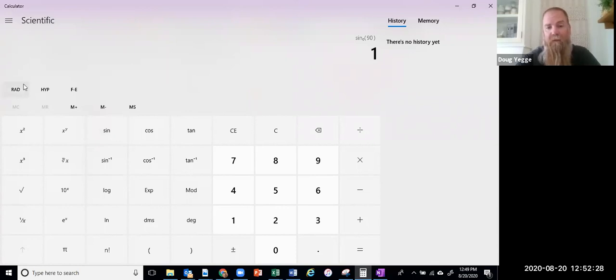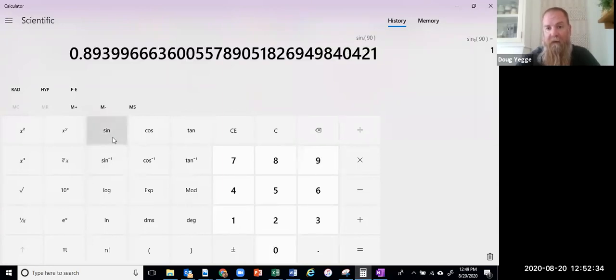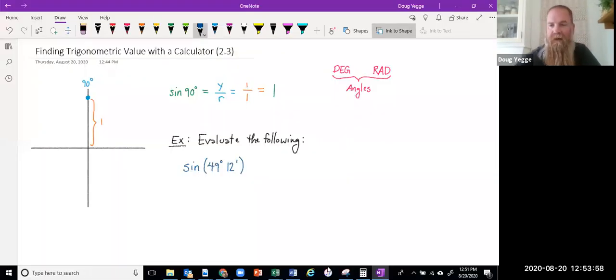Now I'm going to change this to radian mode and just show you what would happen if I try this again. If I type in 90 and sine, now it's not 1 anymore. It's 0.893996. Notice that this is not the right mode, so we need to make sure that we go up and change it to the correct mode before beginning. Everybody's calculator is a little bit different.